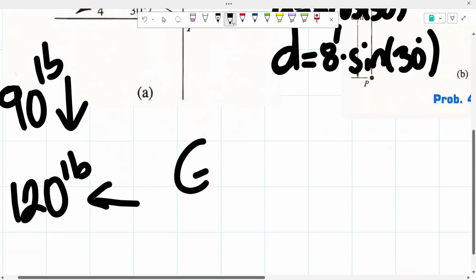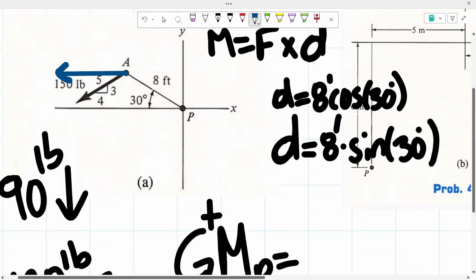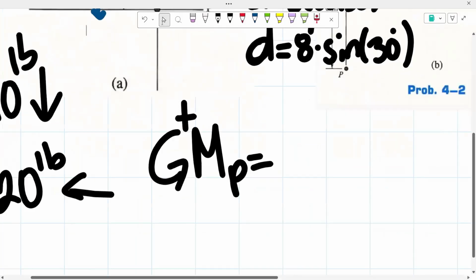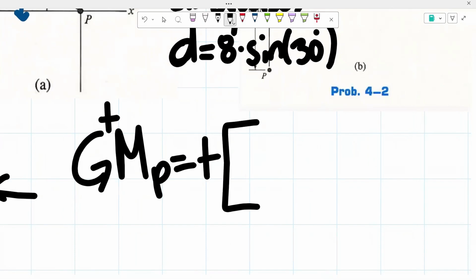So now we're going to put this all together to be able to find that moment about point P. So we know that counterclockwise is positive. So the moment about point P is equal to, okay, now we're going to look if this is going to be creating a positive or a negative moment. So we know that our vertical force is acting downwards, right? So if we have this downward force acting about point P, we know that it's going to create a counterclockwise moment, which means it's going to be positive, right? So we have a positive moment.